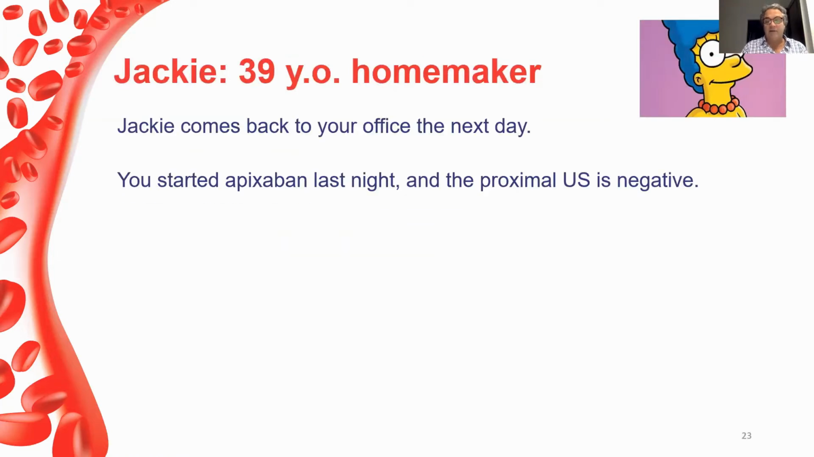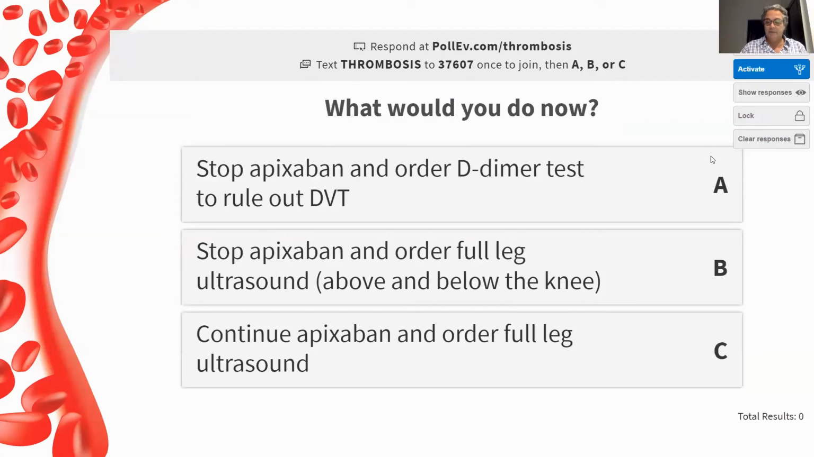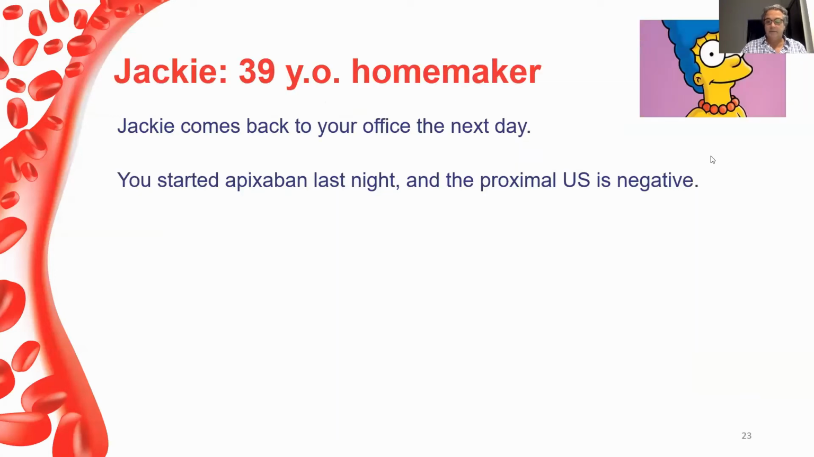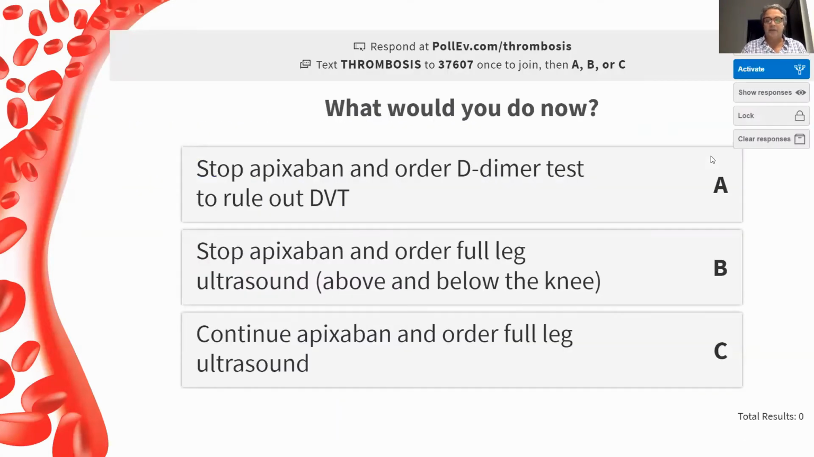Okay, so she comes to your office the next day. You started her on apixaban last night, and her proximal ultrasound is found to be negative. So what are you going to do now? You're going to stop the apixaban, order a D-dimer. You're going to stop the apixaban and order a full leg ultrasound, or you're going to continue the apixaban and order a full leg ultrasound.